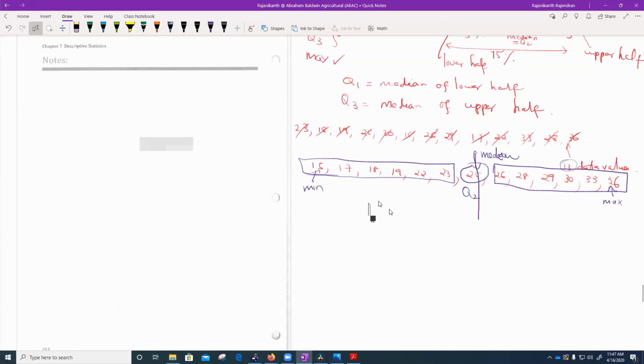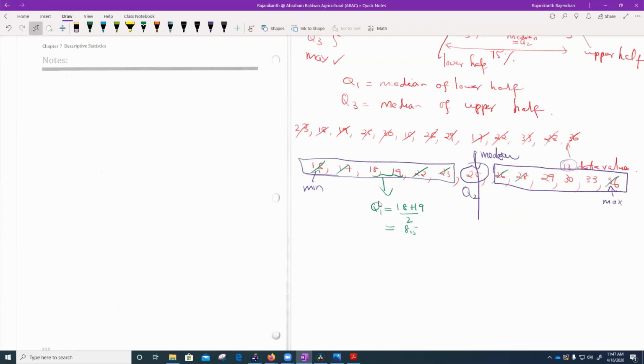How many data values do I have here? 1, 2, 3, 4, 5, 6. Even, so you will have two numbers. Now I'm going to find the middle number. The median of these two is going to be my Q1, that is the average of 18 and 19, over 2. That is 18.5. That is my Q1. Now move to this side.